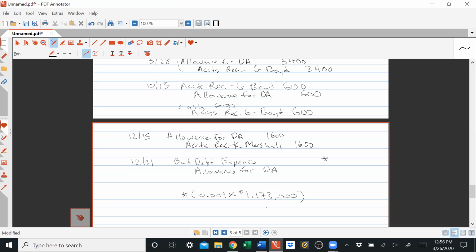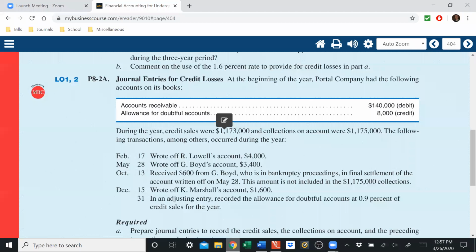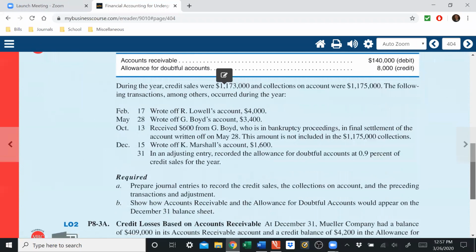Where'd my calculator go? Let's do this calculation. 0.009 times 1,173,000 equals. So we expect to not be able to collect $10,557 of our credit sales that we made this year. So we add to the balance in the allowance account 10,557 with a credit. So that finishes A. We've done all the journal entries.